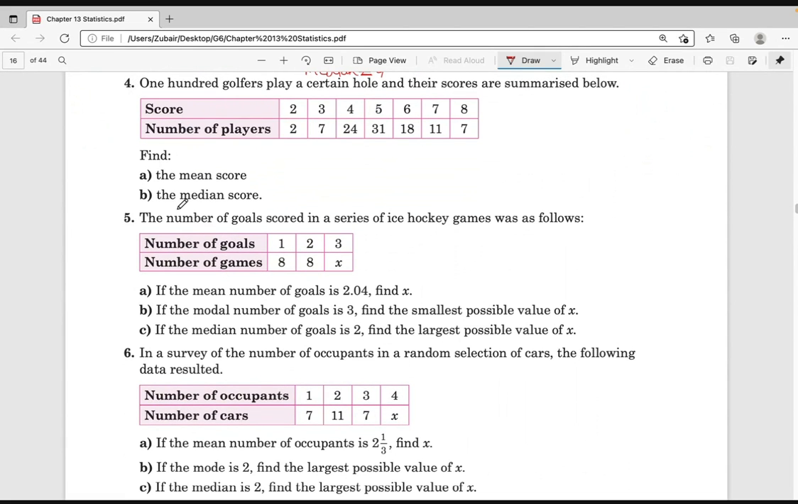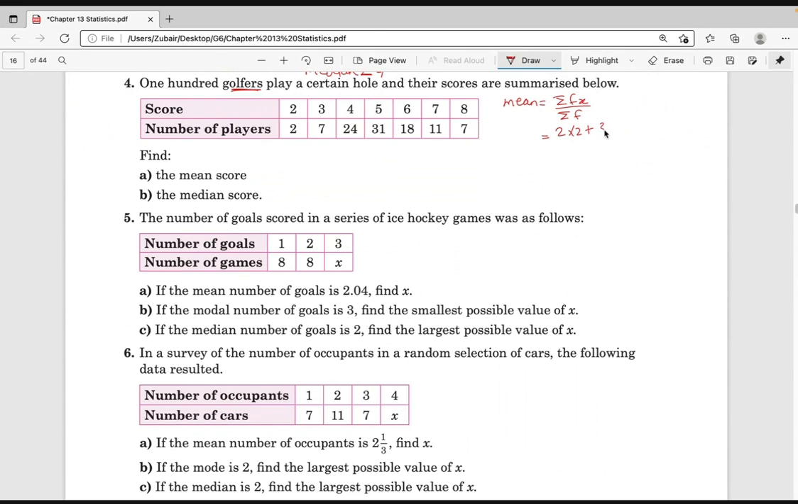Question number 4. Now let's do it complete. 100 golfers, sum is already given, play a certain hole and their scores are summarized below. I will write each and every step. This is how you need to do in exam. Sometimes mean is represented by x and bar over it. But when we are not using symbols, we can also write mean as well. So mean is equal to sum of fx over sum of f.